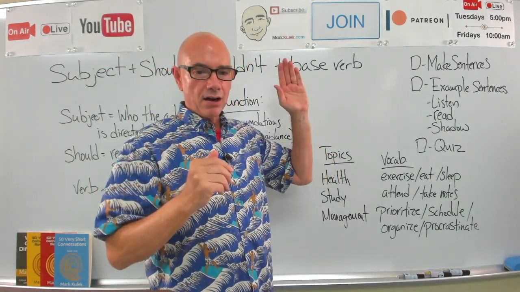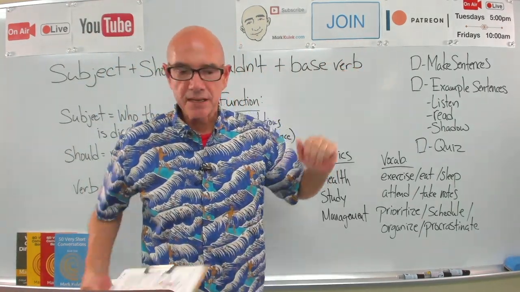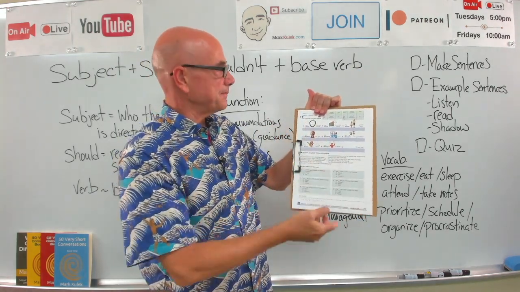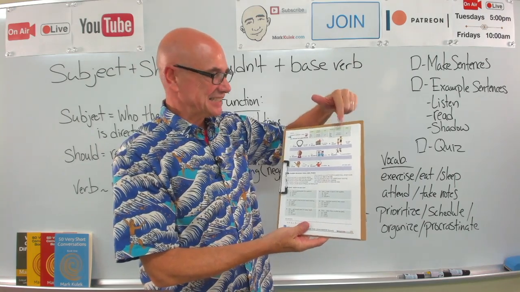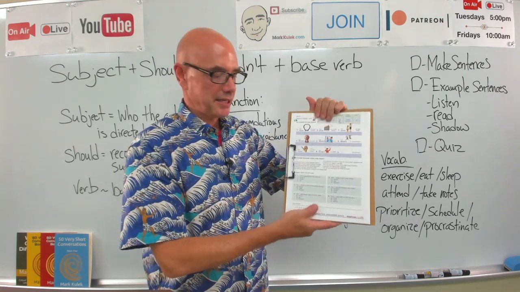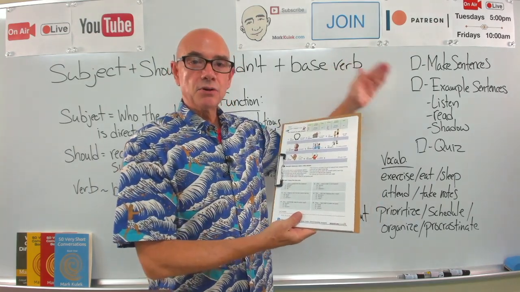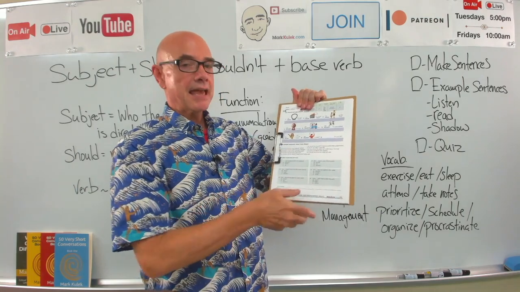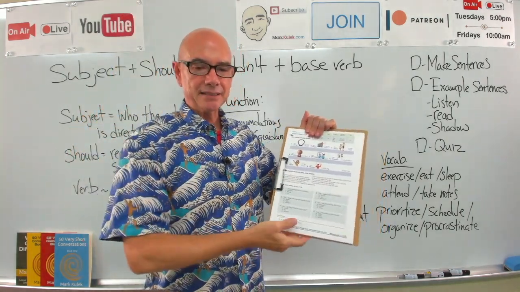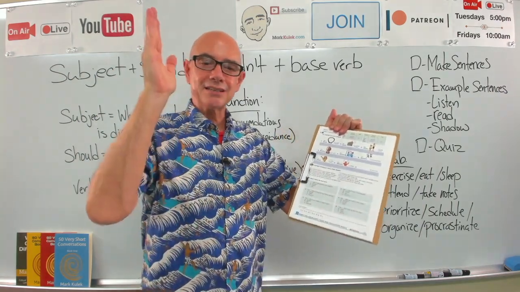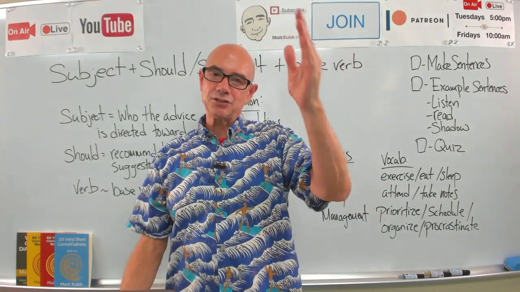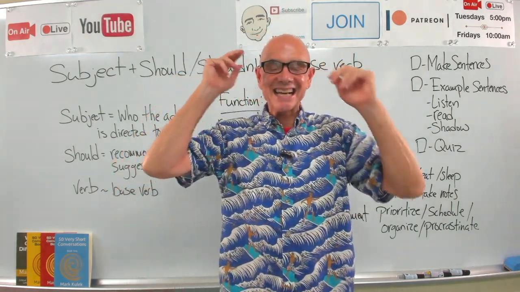And we are going to make sentences. Well, here is the worksheet, and we have 3 parts. Part 1, Part 2, Part 3. Part 1, make sentences. Part 2, example sentences. You will listen to the example sentences. You will read the example sentences, and you will shadow the example sentences. That is speaking practice. And then in the third part, there is a quiz. Yeah? So are you ready to get into it? Okay, let's get into it.